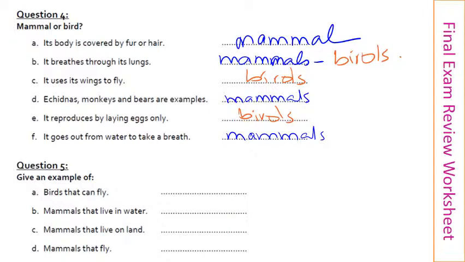Okay, question 5. Give an example of birds that can fly. You can choose the example that you want. The lovebird, the eagle, the hawk. Mammals that live in water. Write whale, dolphin, sea cow. Mammals that live on land. Easy. There is maybe 1 million examples. Lion, tiger, leopard, cat, dog, giraffe, monkey, panda. Mammals that fly, we have one flying mammal, which is the bat.